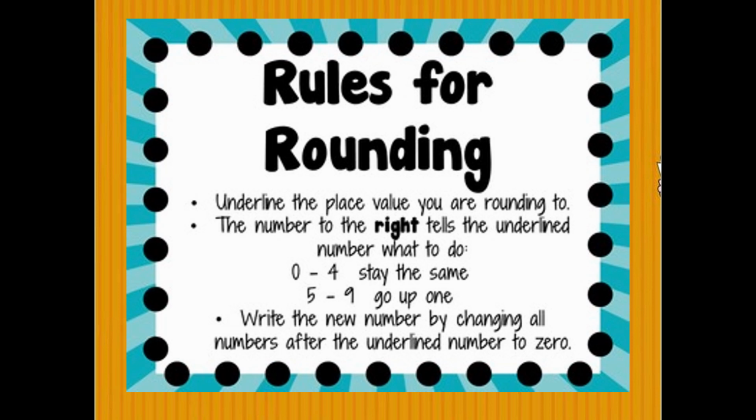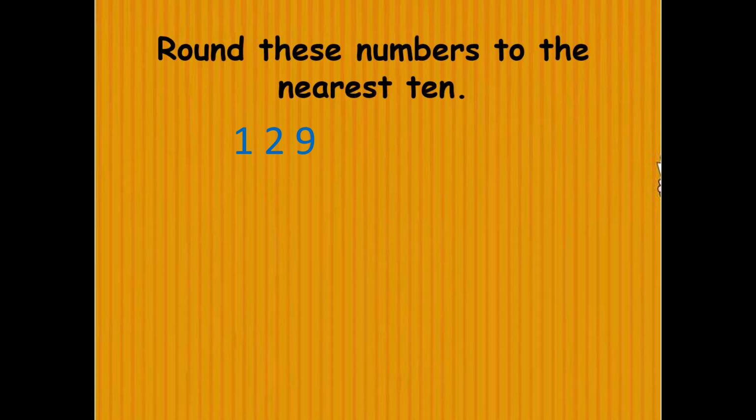Additional reminders. If you are rounding a whole number to the nearest 10, there is always 1 zero to the right. And if you are rounding numbers to the nearest 100, there are 2 zeros to the right. But there are some numbers that are exceptional. Round these numbers to the nearest 10.